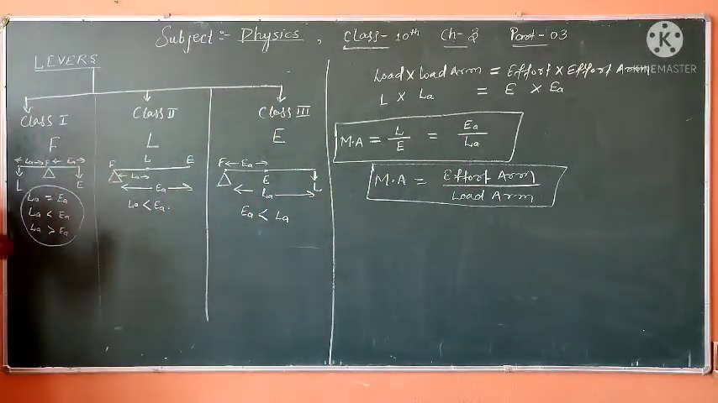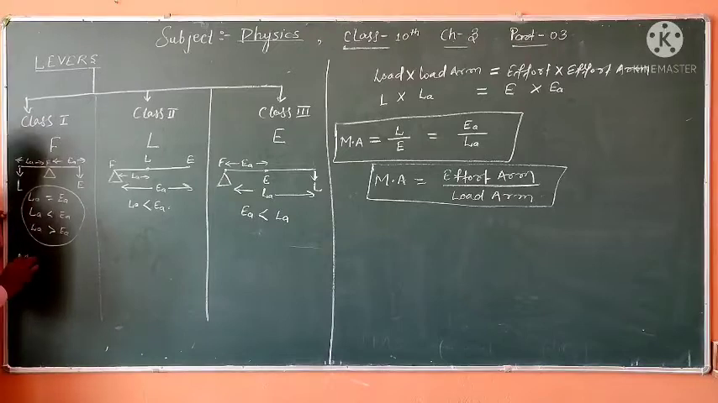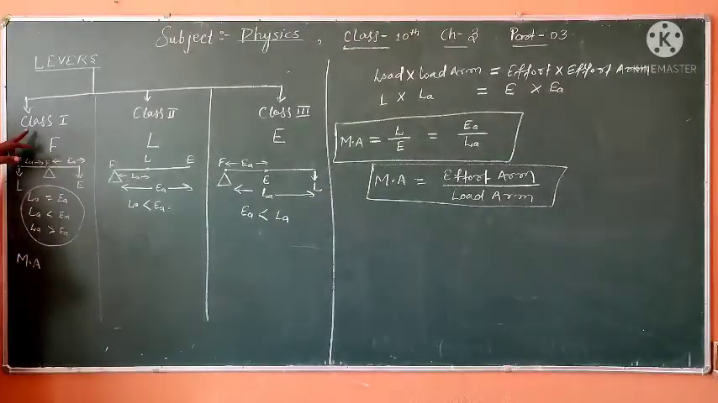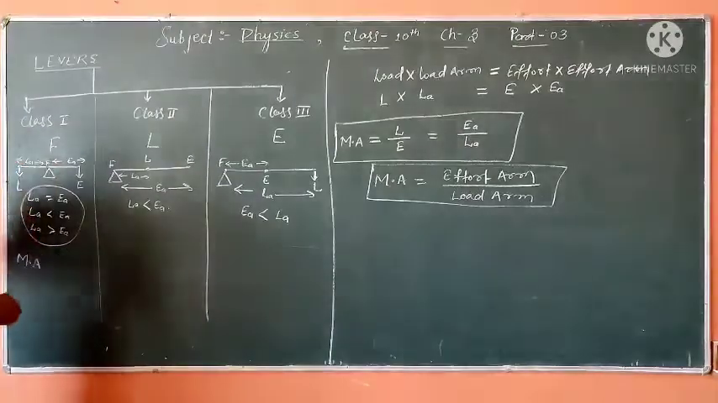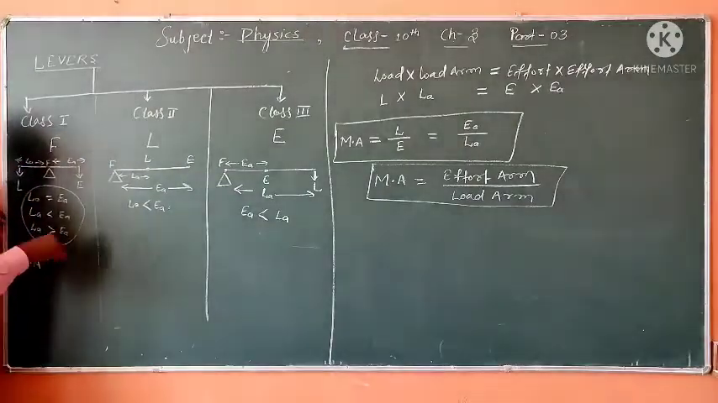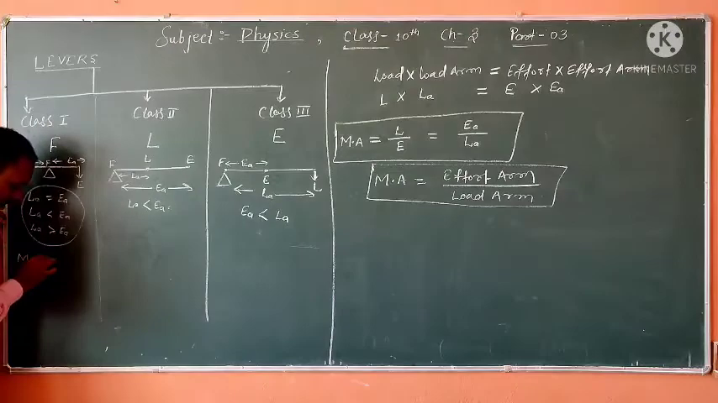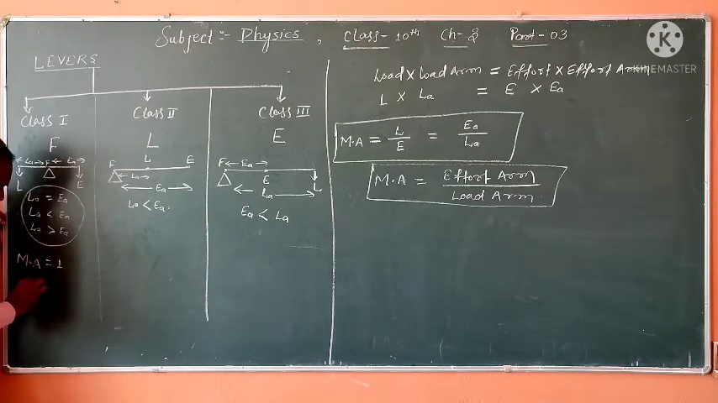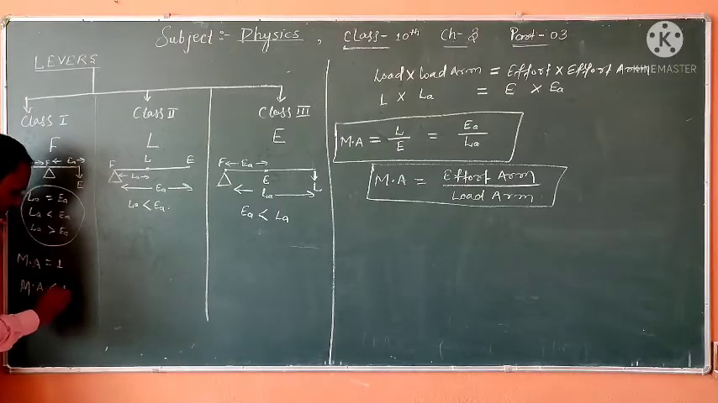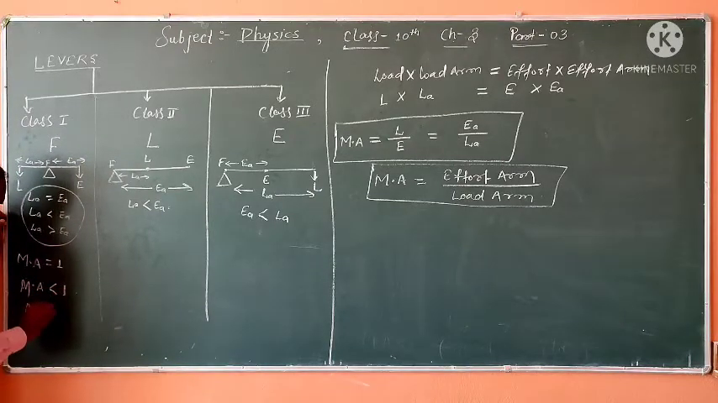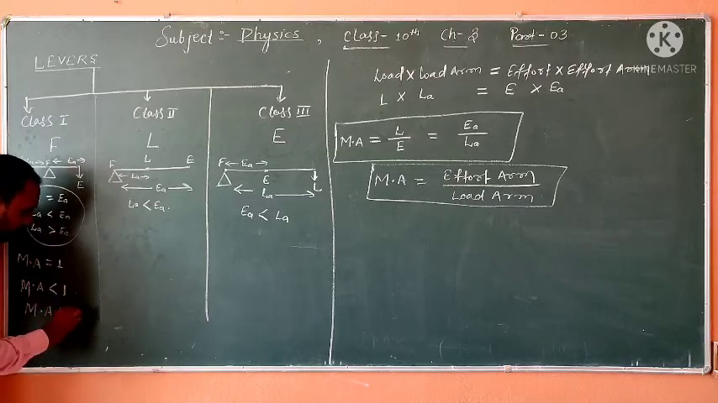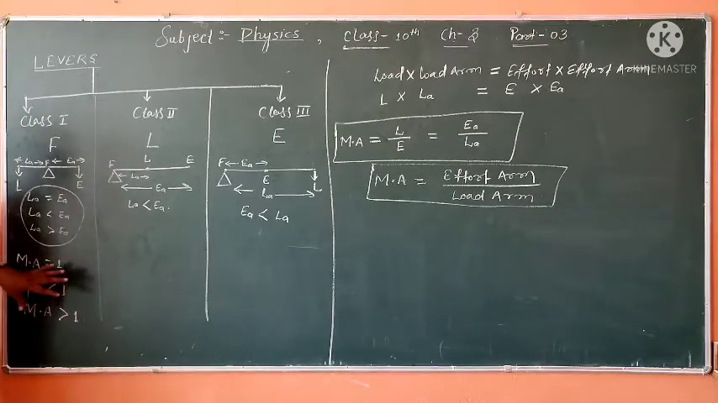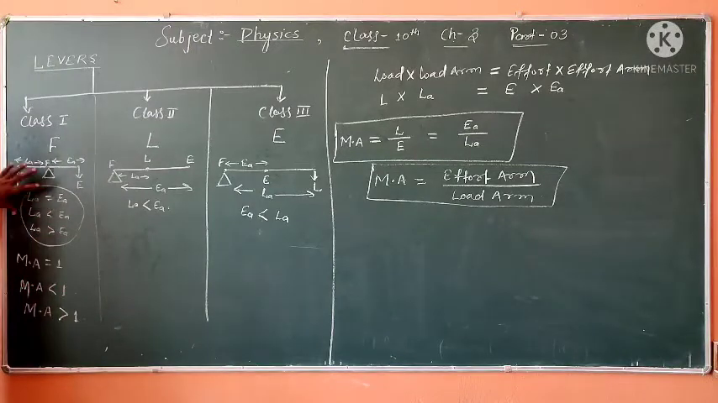Effort arm upon load arm. It means the mechanical advantage of class 1 lever may be equal to 1, may be less than 1, or may be greater than 1. These all three cases may be possible in class 1 type of lever.